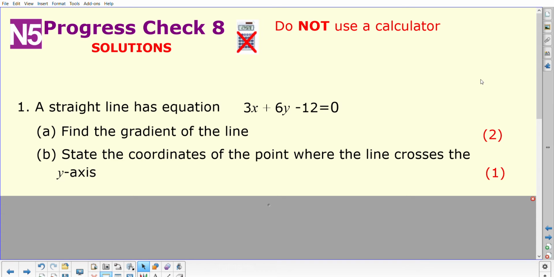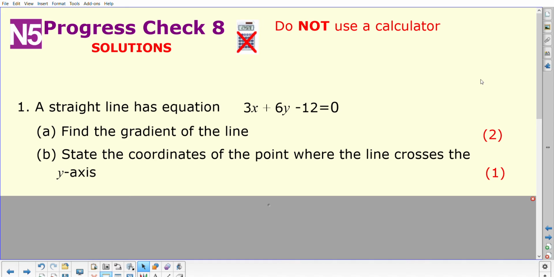So this is the feedback for the progress check 8. If you could check your own work and look at where you made errors or where you didn't gain full marks and look at what you can do to improve. So this first question was a straight line question.